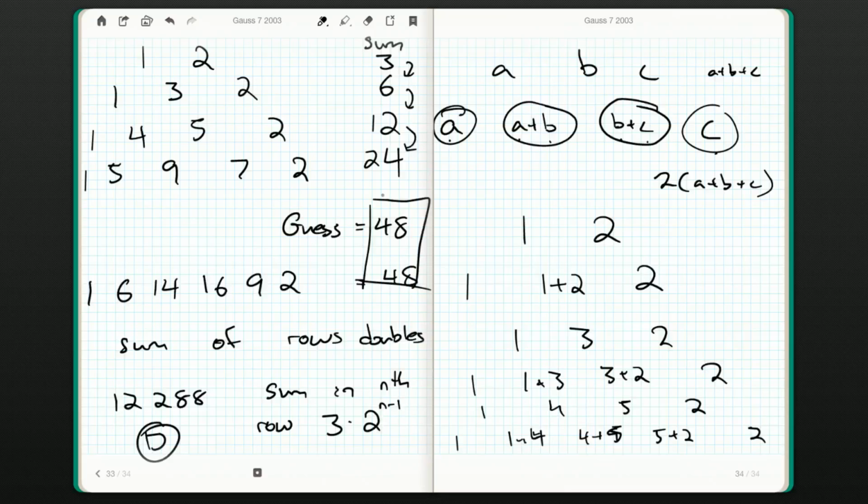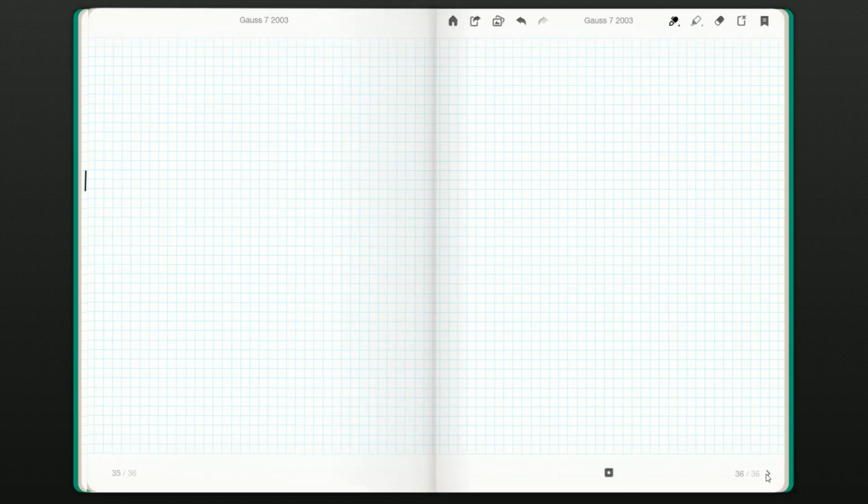How about the fourth row? 3 times 2 to the 4 minus 1, that's 3 times 2 to the 3. That's 3 times 8, that's 24. Okay, so that's just a little extra. We didn't need to actually work that out to solve the question. We solved it a little while ago. The answer is going to be D.